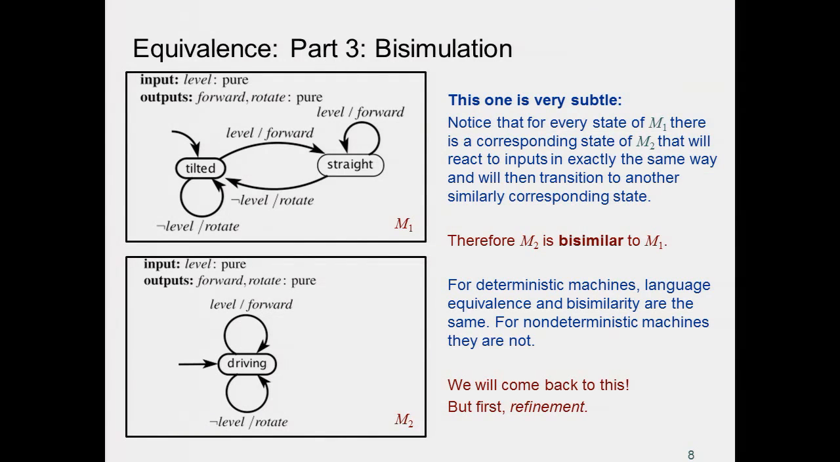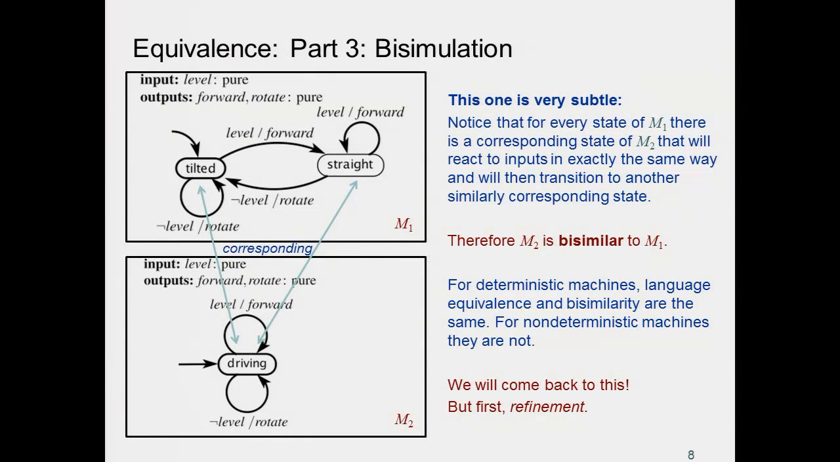So bisimulation is this thing that I can do whatever he does and he can do whatever I do. That's the notion of bisimulation. Now, is that the same as language equivalent? It's not. It's much stronger, and we'll see some examples of that. If you have a deterministic machine, the good news is that language equivalence and bisimulation are exactly the same, right? If the machines are non-deterministic, not true, and we'll see how that can be possible.